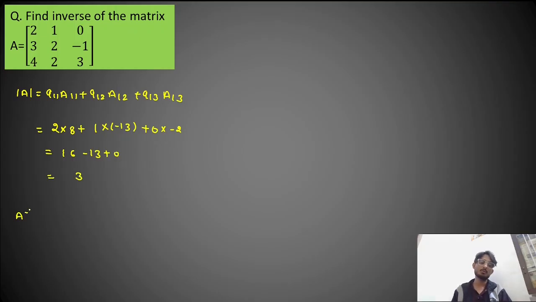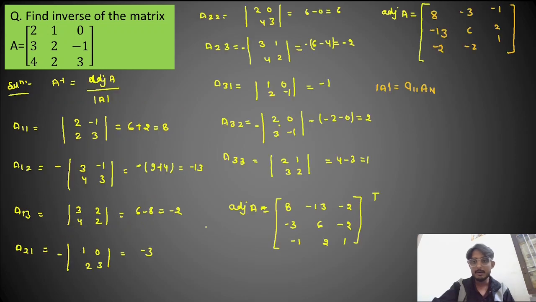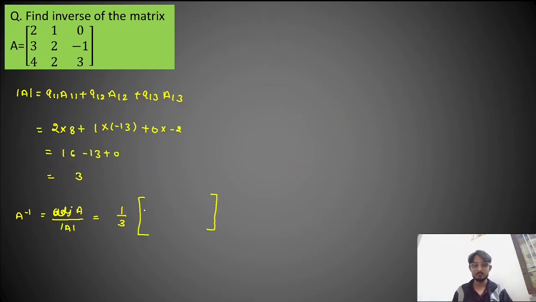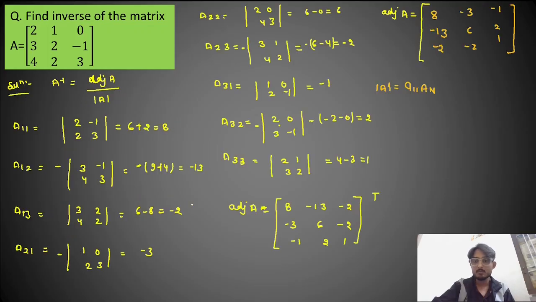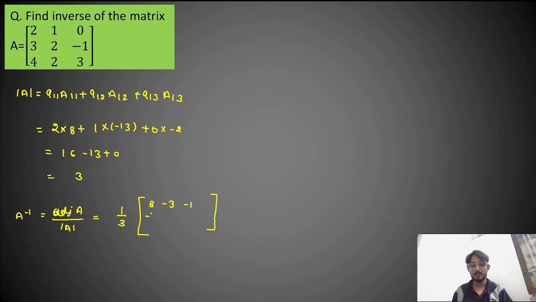So A inverse equals the adjoint of A upon the determinant of A. The determinant equals 3, so 1 upon 3, and the adjoint is 8, minus 3, minus 1, minus 13, 6, 2, and minus 2, 1, minus 2. This is the correct answer.